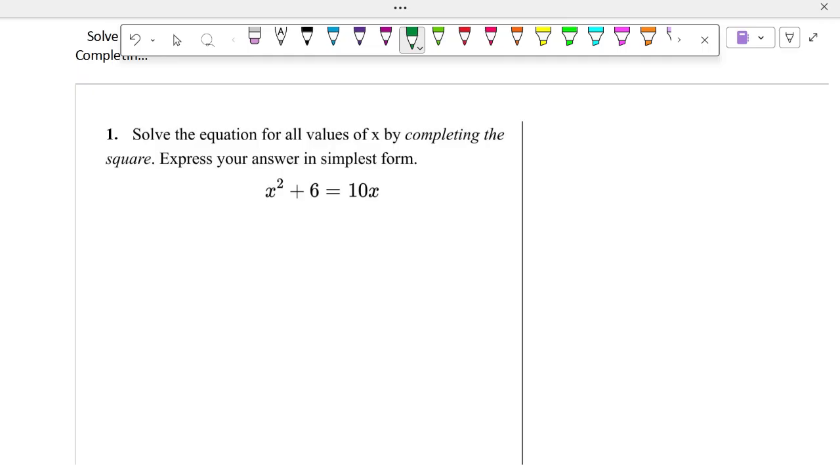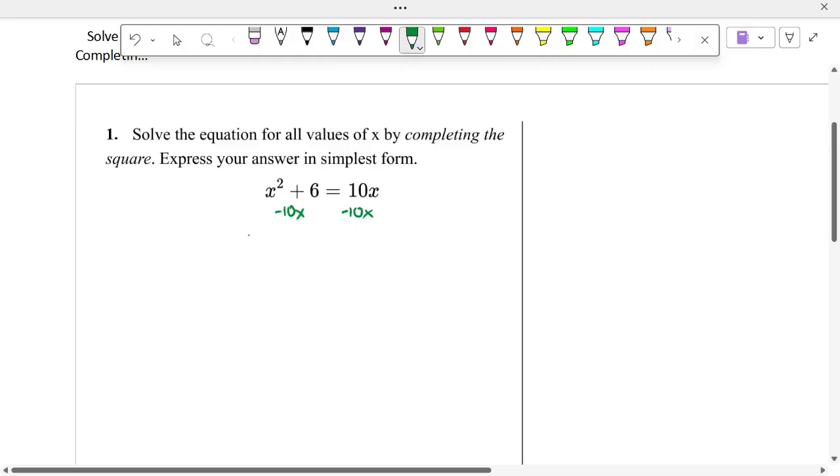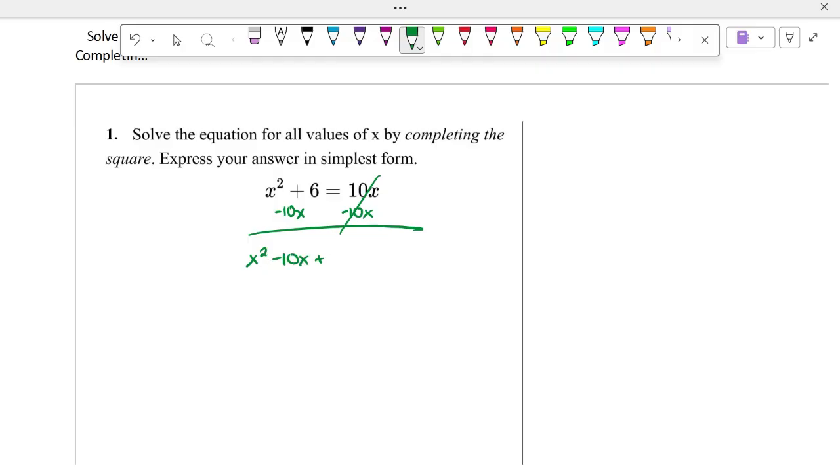All right. So, first things first, number one, before we can do anything, we got to get one side equal to what? 0. So, we got to subtract the 10x over first. That goes away. I get x squared minus 10x plus 6 is equal to 0. Now we can move our constant over. So I subtract the 6 from both sides.